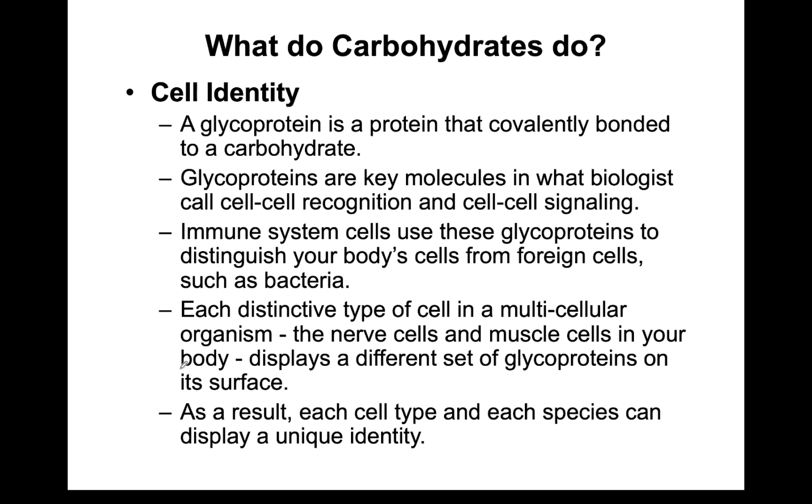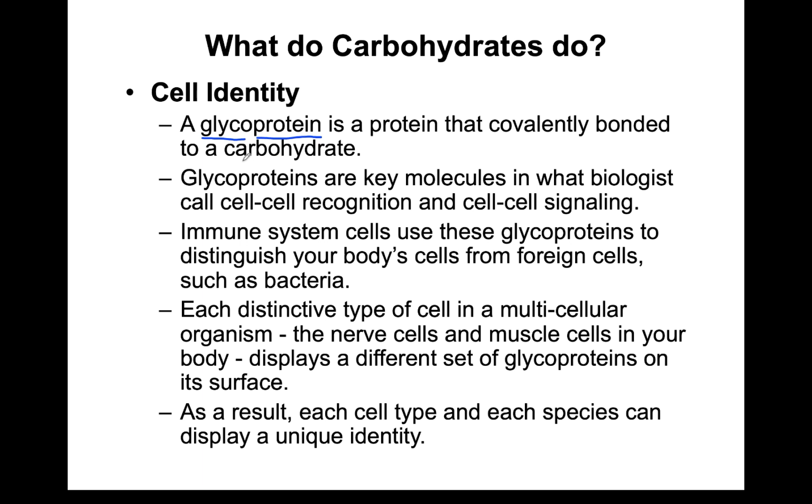Another function of carbohydrate is cell identity. Glycoprotein, glyco means carbohydrate. Carbohydrate can bind to protein, another type of macromolecule. Glycoprotein is a protein that is covalently bonded to a carbohydrate. Glycoproteins are key molecules in what biologists call cell-to-cell recognition or cell-to-cell signaling.